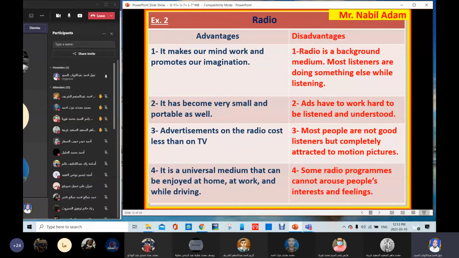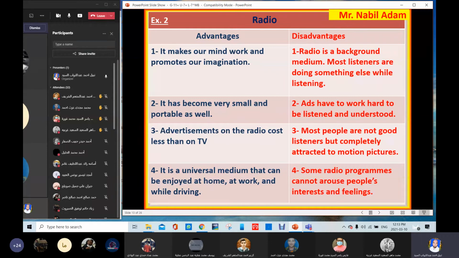The disadvantage is the radio is a background medium. Most listeners are doing something else while listening, as your friend said. So you can do many things while listening to the radio, so you don't concentrate. You have to work hard to be listened to and understood.